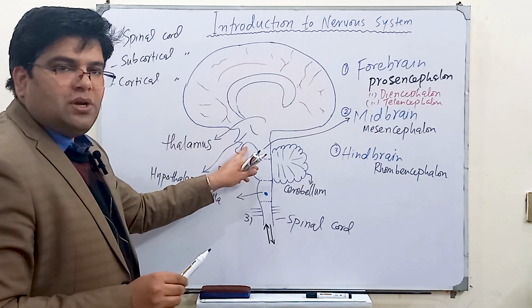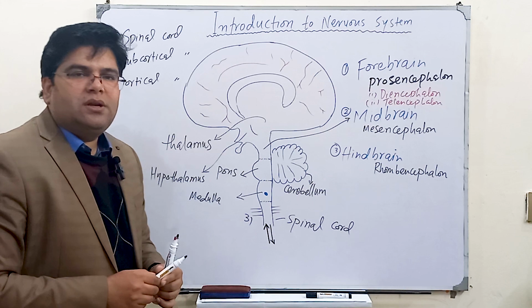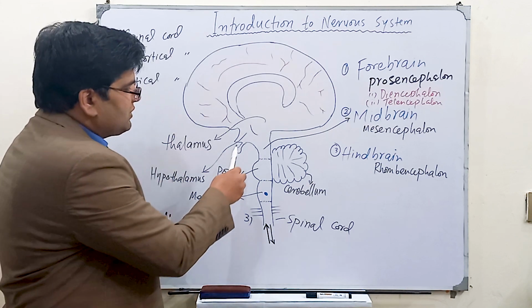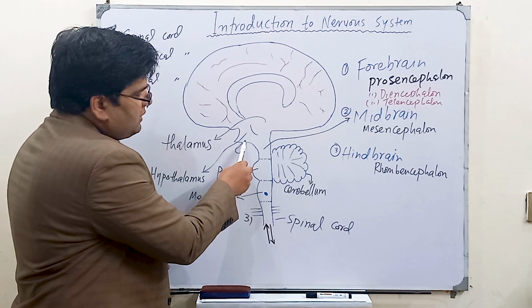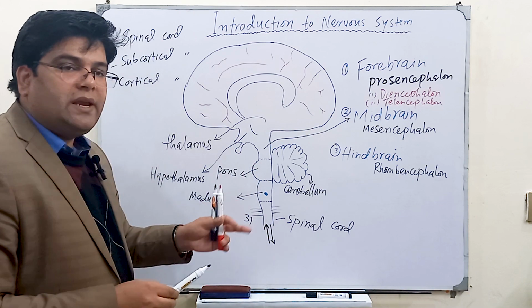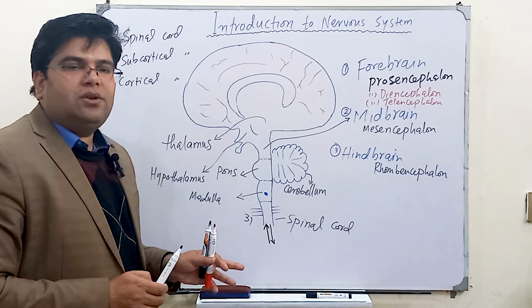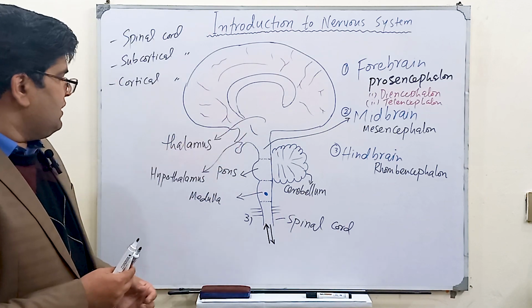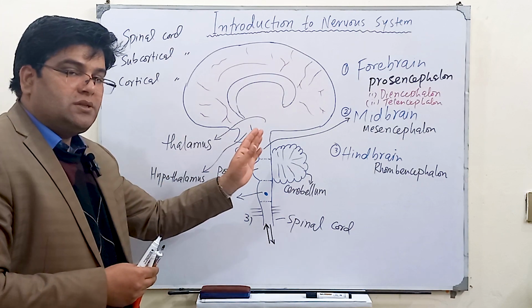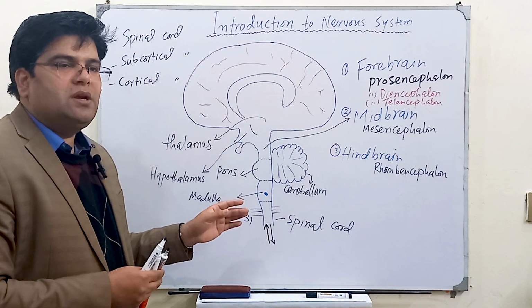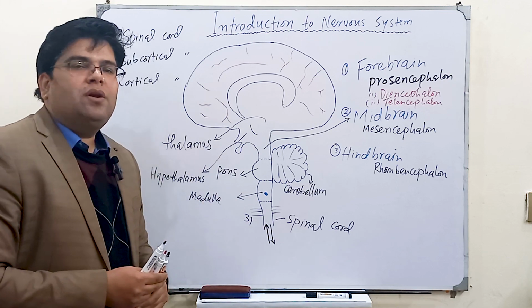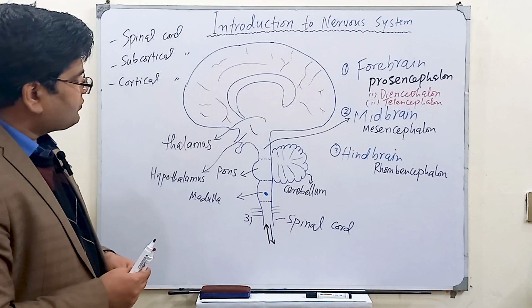Our posterior pituitary is connected with hypothalamus directly, and the cell bodies of some neurons which are present in the hypothalamus release their hormones like ADH and oxytocin directly into the posterior pituitary gland. So it means pituitary is very closely related with the hypothalamus. So posterior pituitary is attached with the hypothalamus through the neuronal connection, and the anterior pituitary is attached with the hypothalamus through the vascular portal connection.